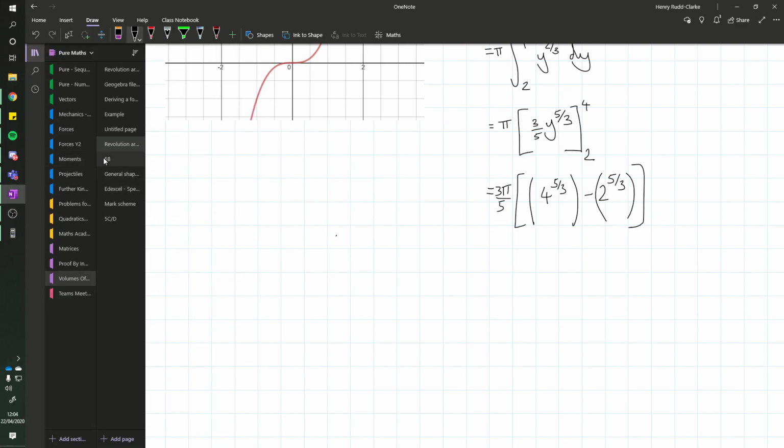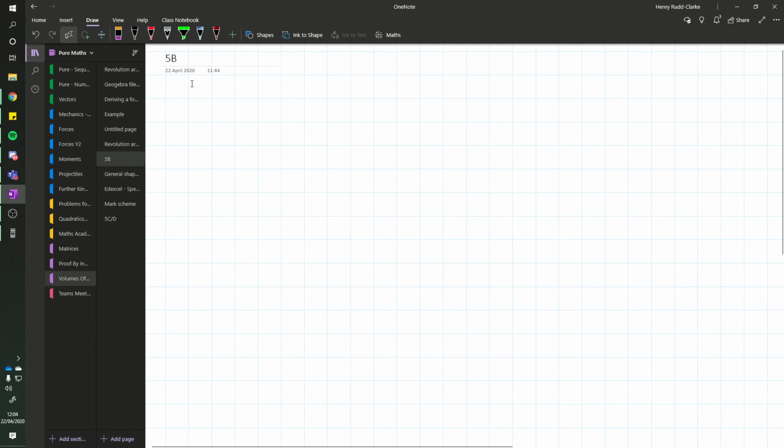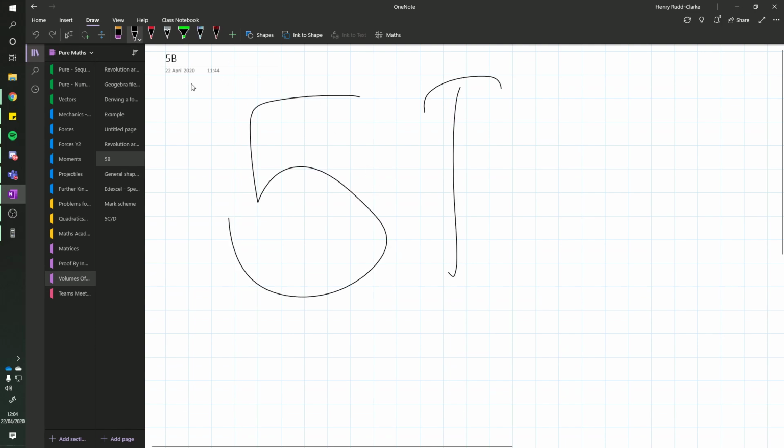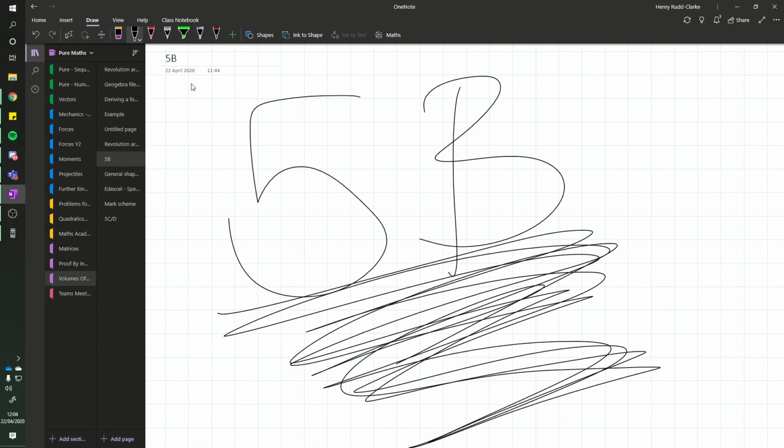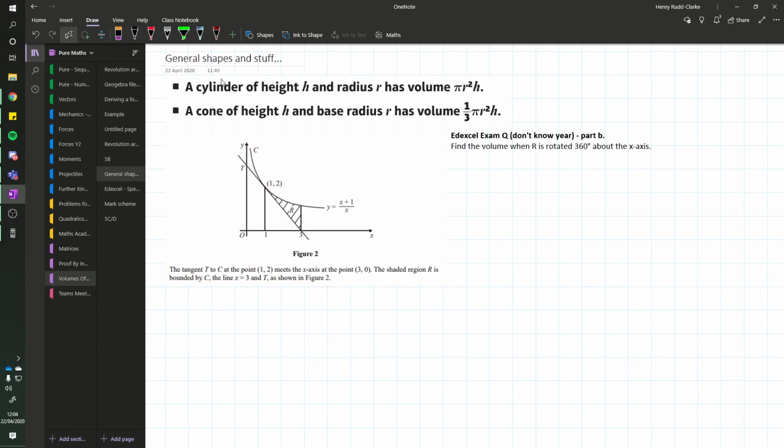I can't be bothered to work all that stuff out. Anyway, this is going to lead us to doing exercise 5b. If you want to practice some questions like this, you really shouldn't find this too difficult if you've done 5a and found that alright. So you can pause here, do a bit of that if you want. I'm going to go straight on to looking at general shapes and stuff.